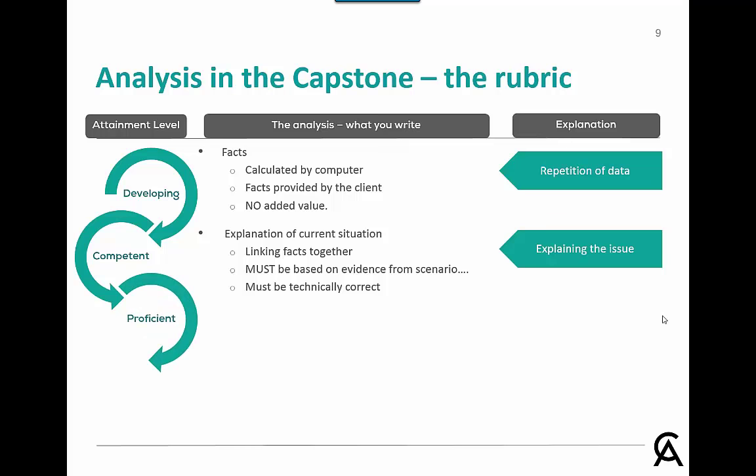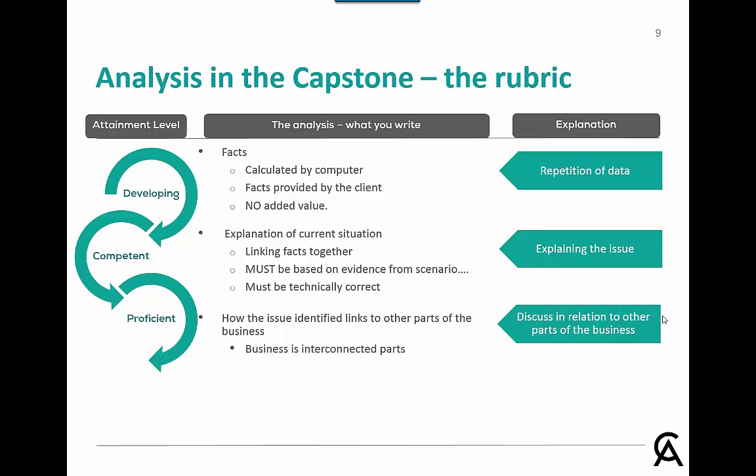Proficient. How the issue identified links to other parts of the business. Business is all about interconnected parts. So you've got to have links between different parts. So we discuss the issue in relation to other parts of the business. Now this is the minimum standard we expect you to get to in Capstone.